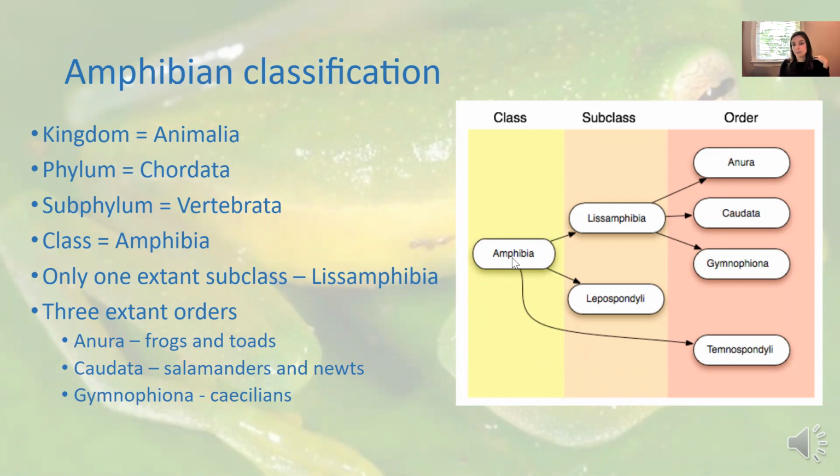And so you look over here, Amphibia, there over time have been 2 subclasses. This one is extinct. So Lissamphibia is the only extant subclass. And then that branches into 3 orders: Anura, Caudata, and Gymnophiona. And anurans are frogs and toads. Caudata is salamanders. Gymnophiona are what's called caecilians.